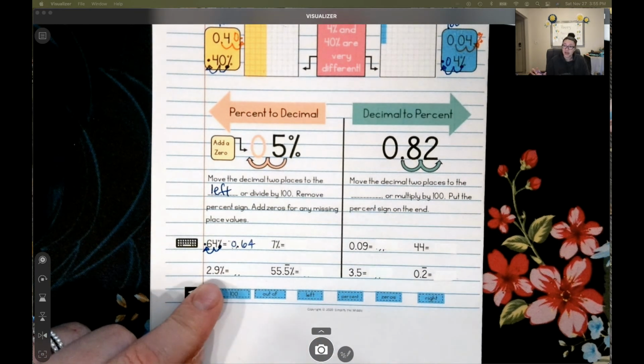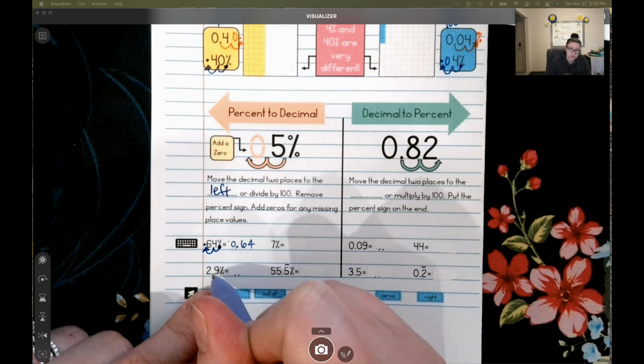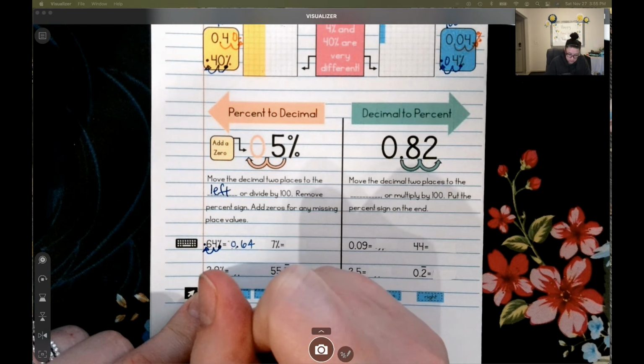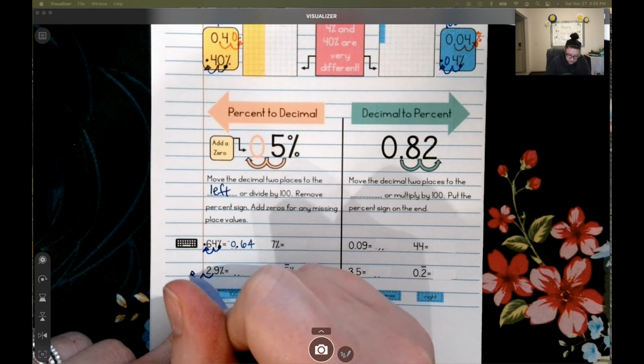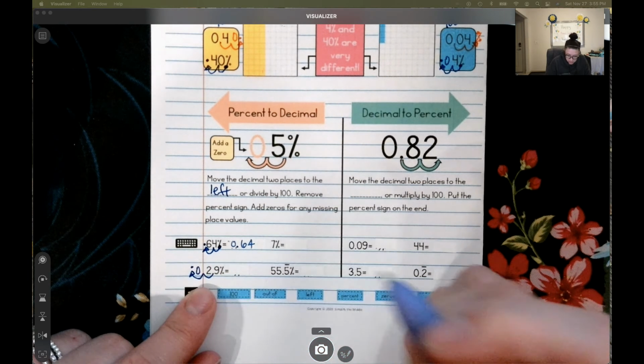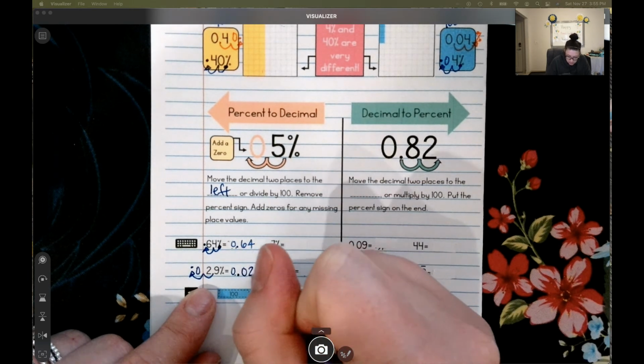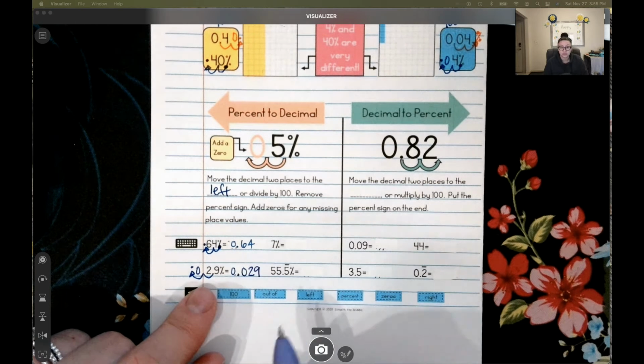2.9%, this time they have a decimal for us, so you don't have to add one in. We're going to move that decimal point how many places away from the percent? 2 times. And we fill in that empty jump with a 0. So 2.9% becomes 0.029. Pause the video, try the next two on your own.